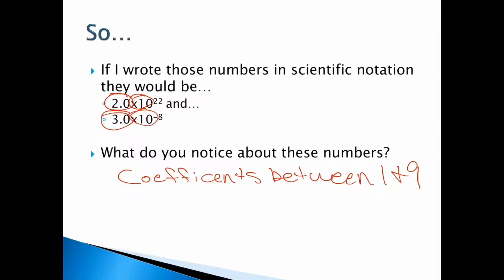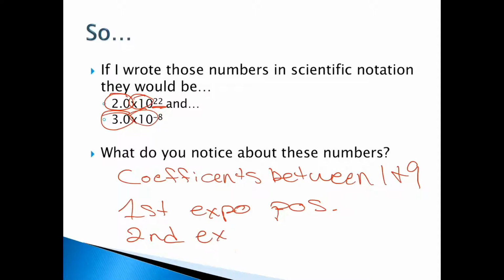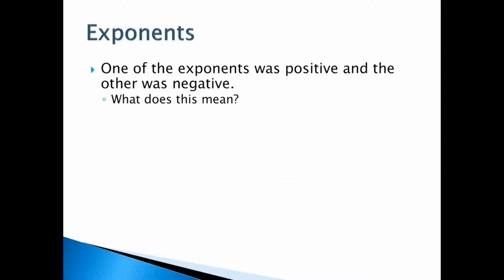Well, if you look at it, the first number has a positive 22. So we're going to say that the first exponent is positive. If you're looking at the next one, you see that it's a negative 8. So the second exponent is negative. Well, what is the importance of having a positive and a negative exponent? Well, it tells you which direction to move your decimal.